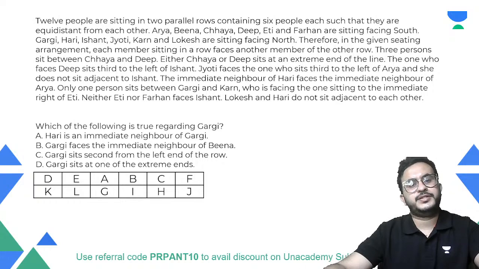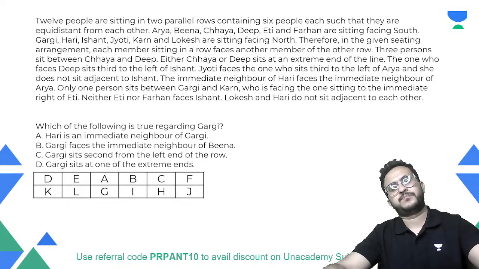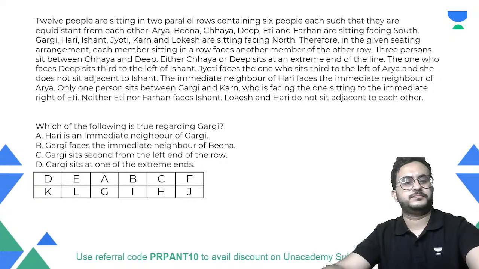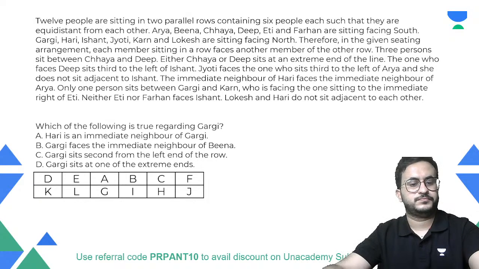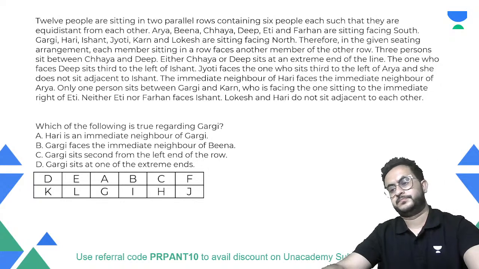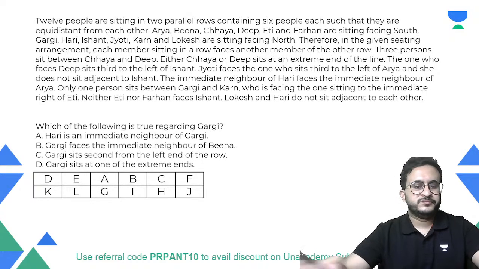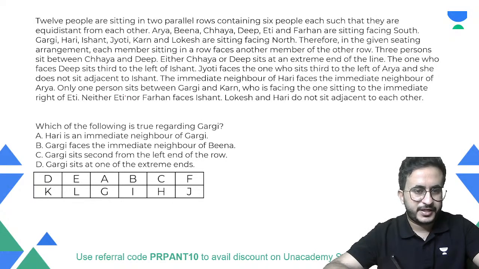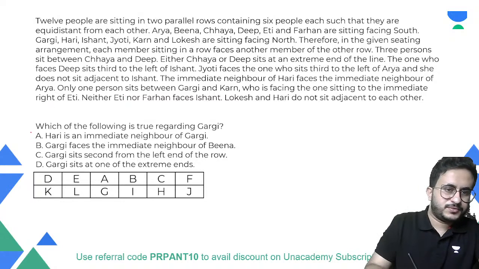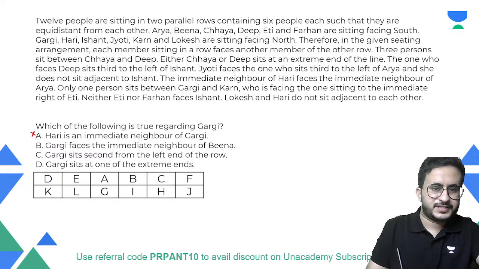Which of the following is true regarding Gargi? Hari is an immediate neighbor of Gargi, so first is false. Gargi faces the immediate neighbor of Bina. Yes, that is true, right? Immediate neighbor of Bina and Gargi.